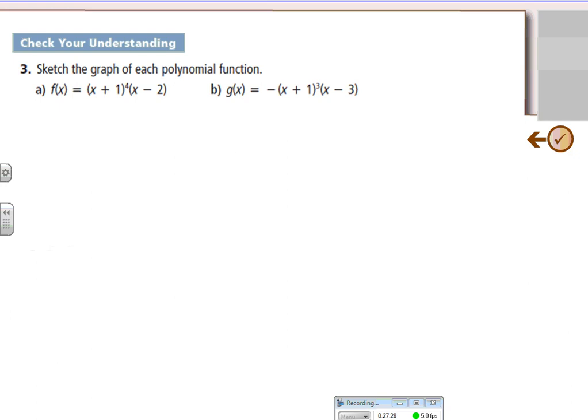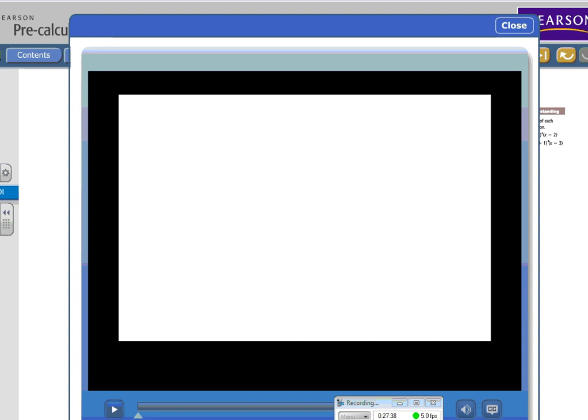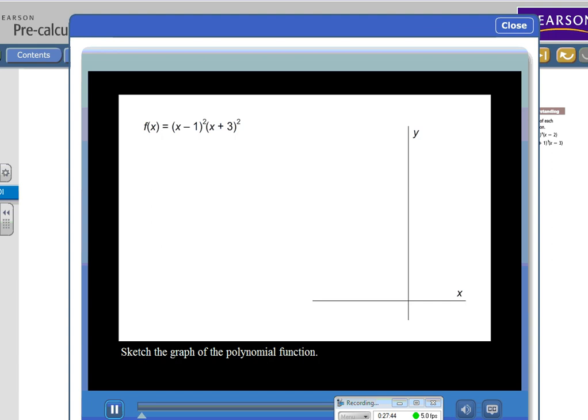Let's look at, actually before I do example number 3, instead of the lady talking to you, today you've got a new person talking. We've got Part A. Sketch the graph of the polynomial function. And again, they're going through the one in the textbook. They're going to walk you through the information. And then I'll do question number 3.